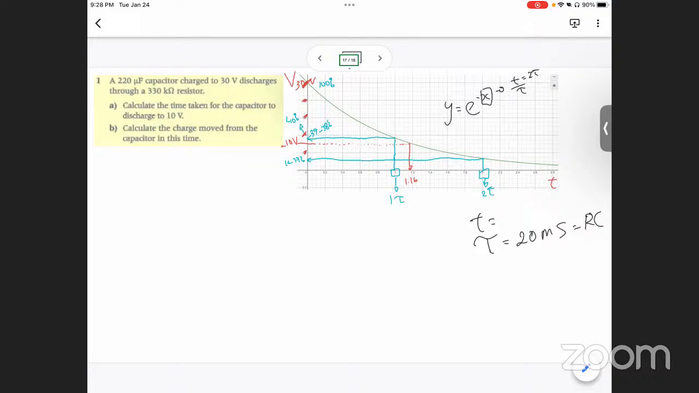R is resistance, in ohms. C is the capacitor, and R is the resistor attached to the capacitor. Wait, if I remember correctly, C is not coulomb. C is capacitance, in farad. Very annoying, but C is farad.